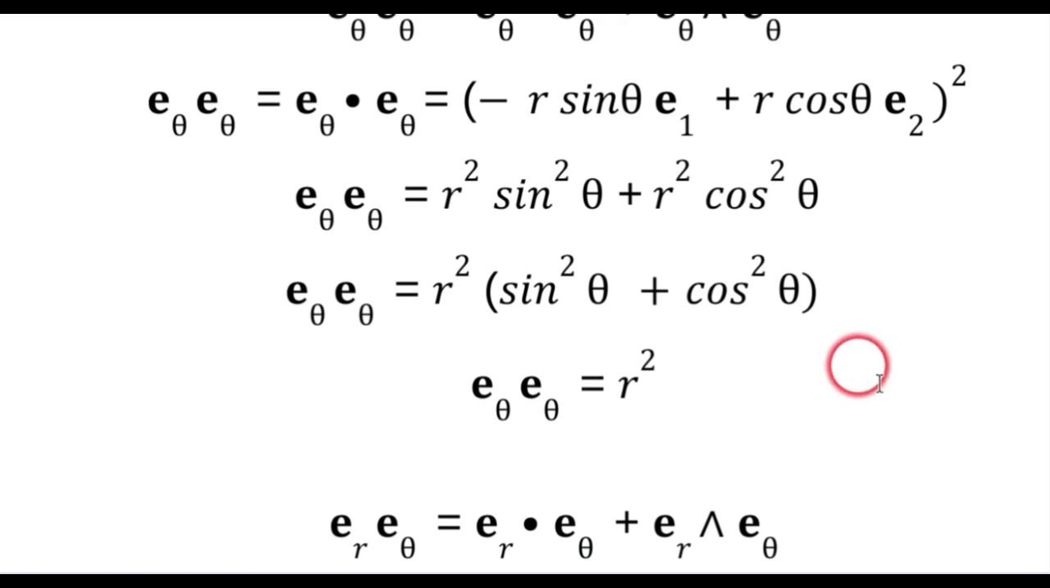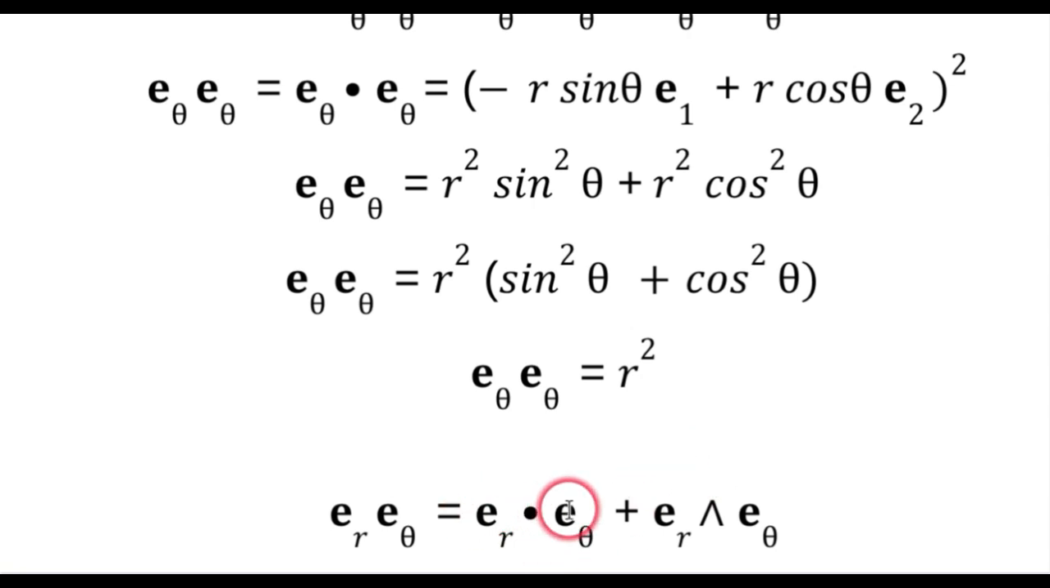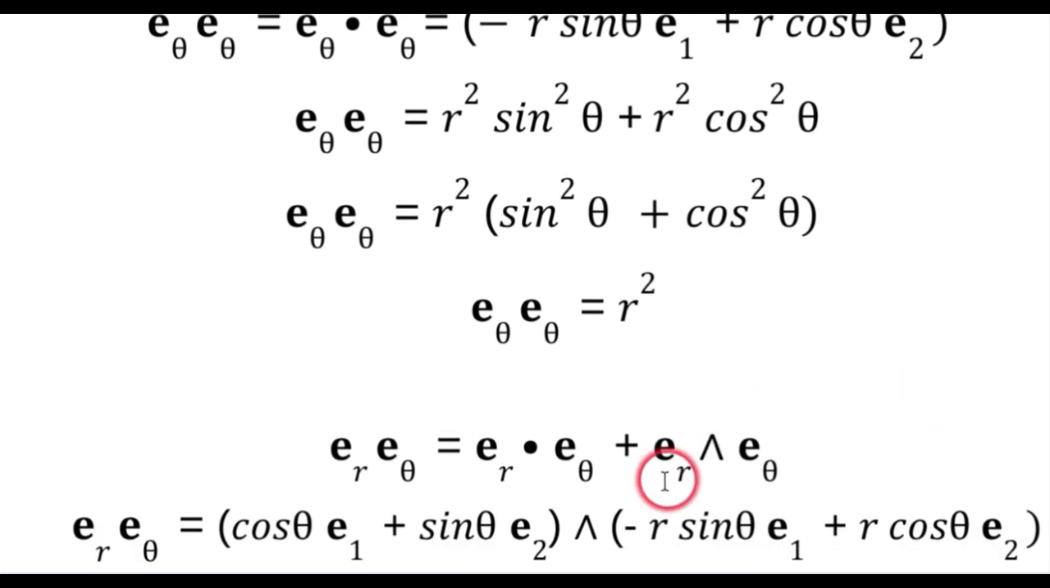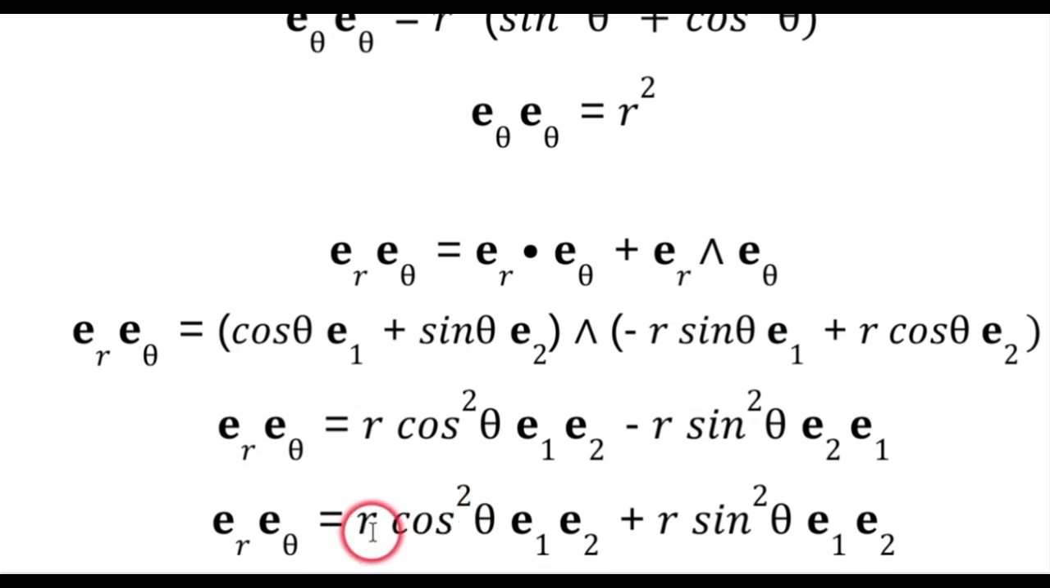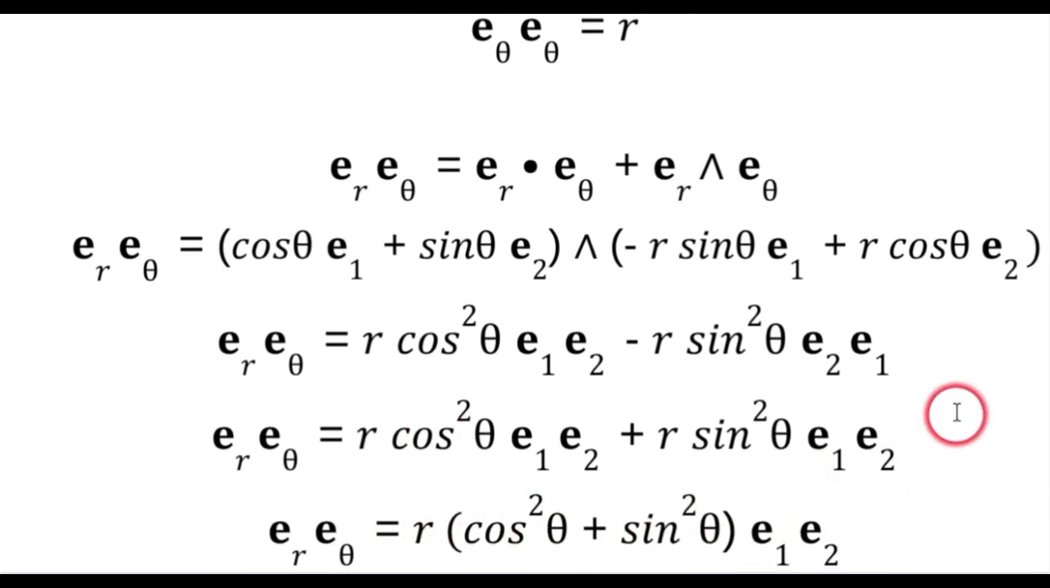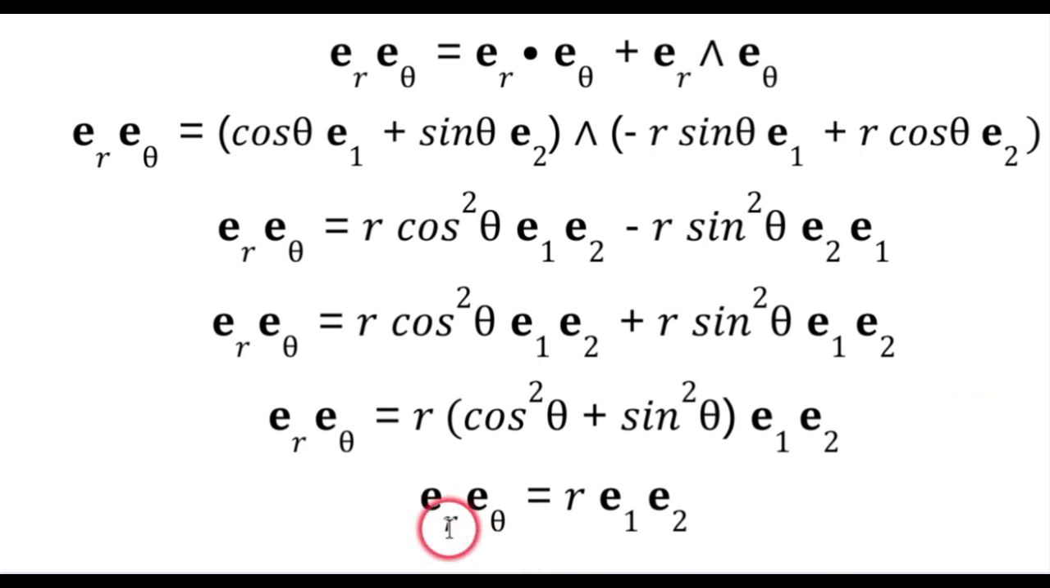Now let's do the mixed one, ER E theta. Okay. So we just said these were orthogonal. We looked at them. So that goes to 0. We're left with this. So here is ER wedge E theta. We work that out. All right, we factor out an R and use the trig identity, and we're left with this, which is ER E theta equals R times this bivector, E1, E2. So that's kind of interesting. It's saying that the bivector times R is our wedge product. So let's go look at that.